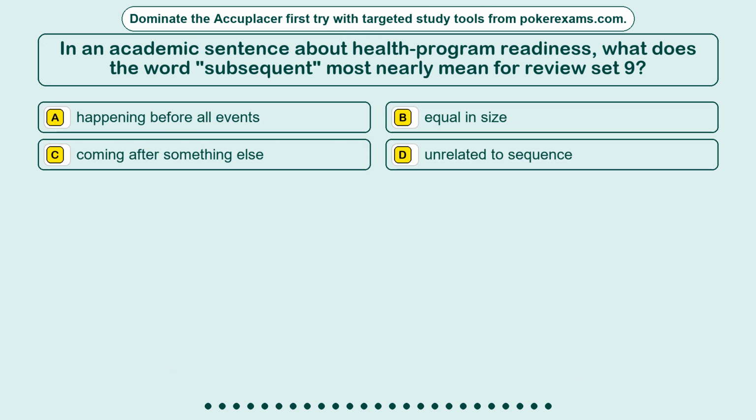Question 15. In an academic sentence about health program readiness, what does the word subsequent most nearly mean for review set 9? Option A, happening before all events. Option B, equal in size. Option C, coming after something else. Option D, unrelated to sequence.